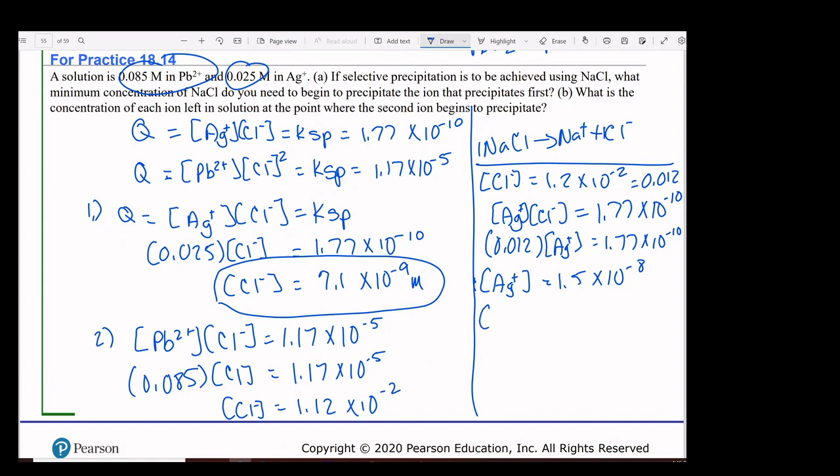And the lead, as told, is equal to 0.085 molar at that point because it's just starting to precipitate, but it didn't precipitate yet. So this is the concentration of the other two species when the second ion begins to precipitate.